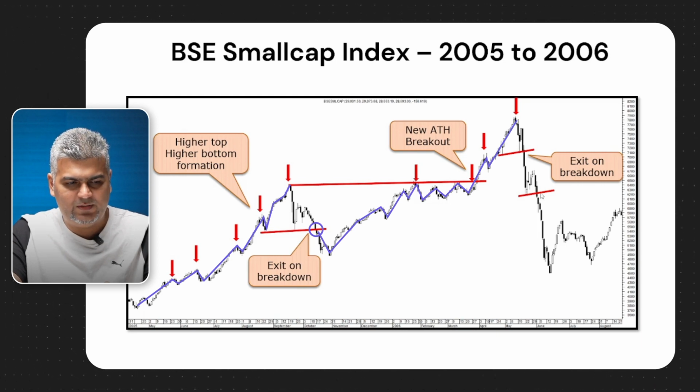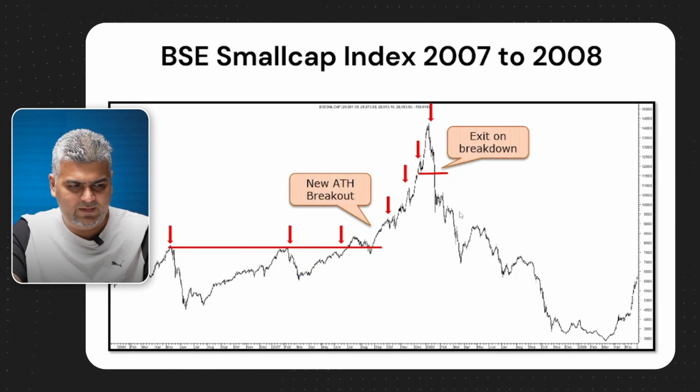Then in 2006, you get a first exit here, second exit here. You save yourself from this. So you want to be participating in these phases in 2005 and 2006. Then you get a nice start of a rally again in 2007.